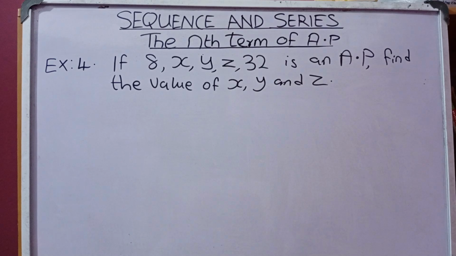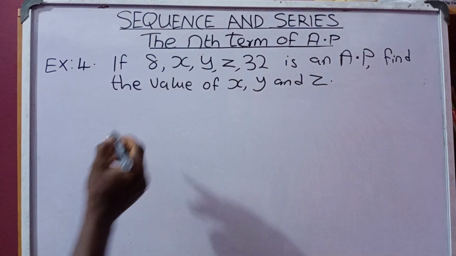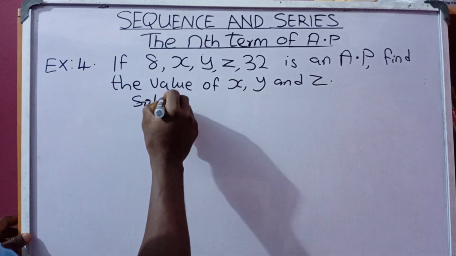Here we have the last question of this particular episode. The question reads: if 8, x, y, z, 32 is an AP, those are the terms of an AP, assuming it's an AP, find the value of x, y, and z. Look at how we are to approach this particular question. Solution.